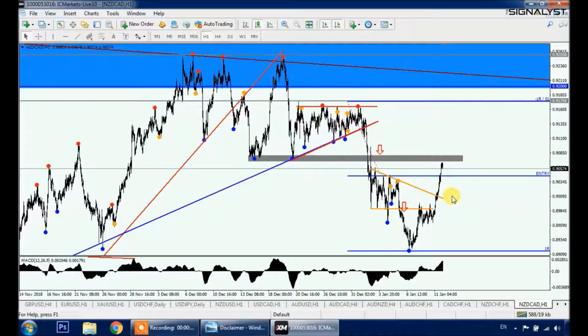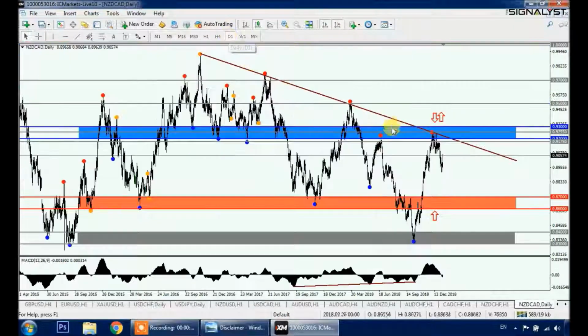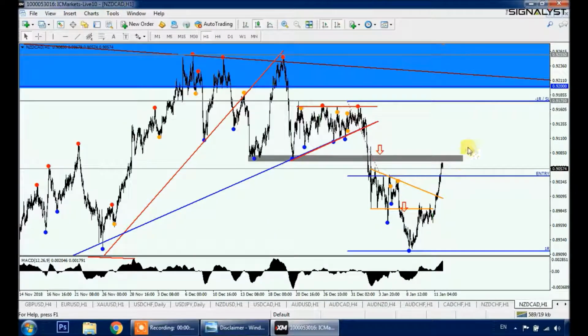But as I mentioned in the last video, do not worry as we are still bearish on this one as long as it's still below our blue zone, so we will look for re-entry opportunities around here.